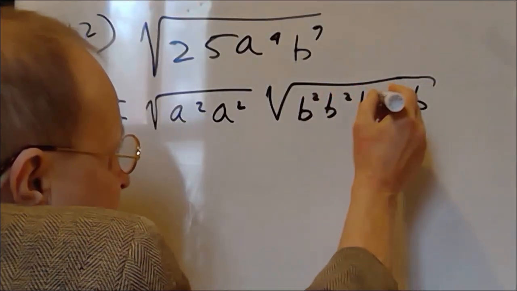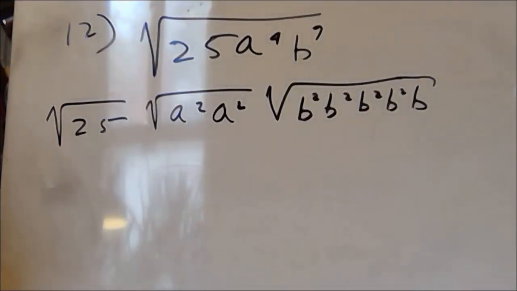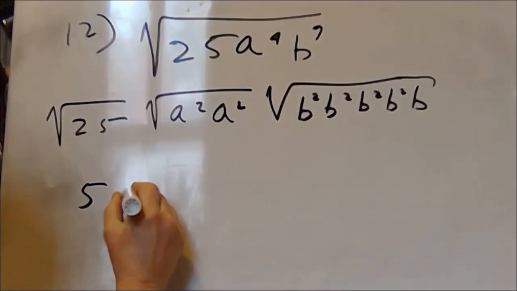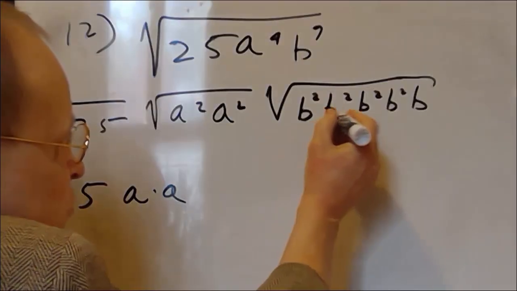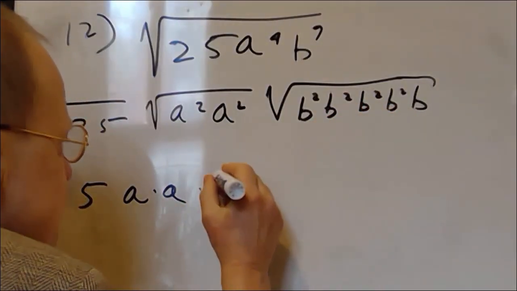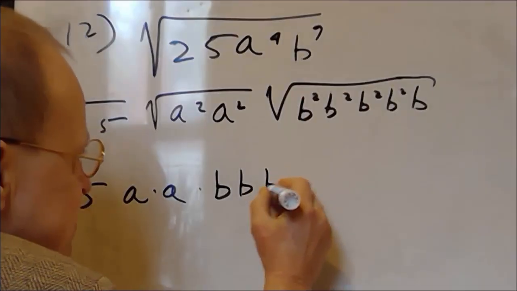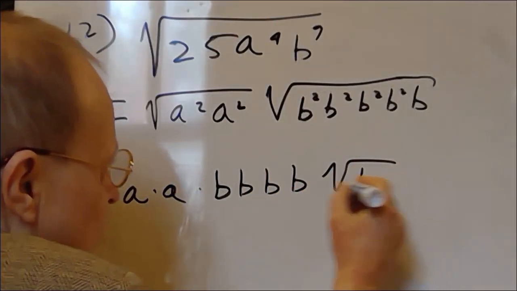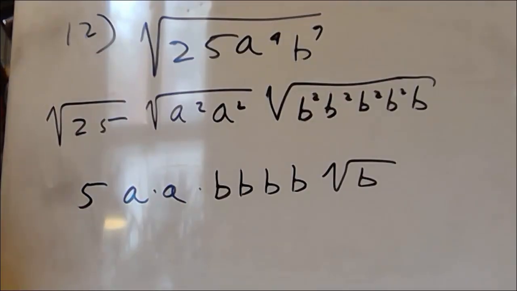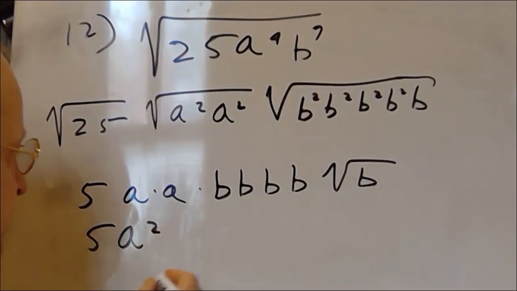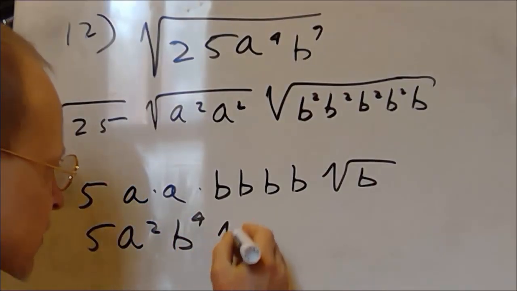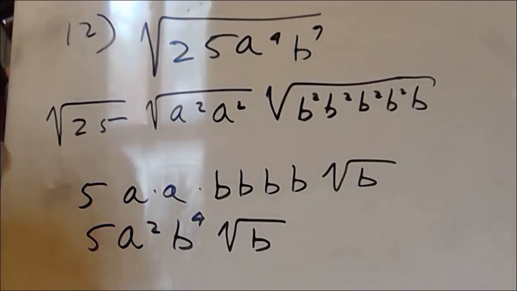So 2, 4, 6, 8, 9. And now, since 25 is a perfect square, it is 5. We have 2 perfect squares in here, so it's a times a. And here, again, we have 1, 2, 3, 4, b, b, b, b, square root of b. And now we end up with, putting it all together, 5a squared, b to the 4th, square root of b.